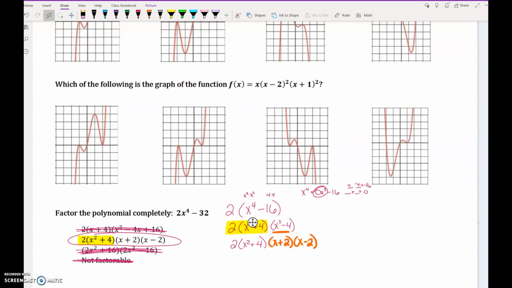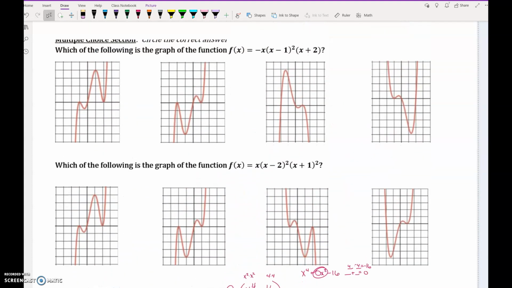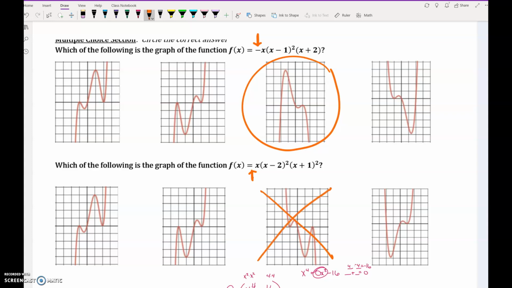Oh, one other thing. We went through this graph one together in class, but I didn't mention this one. Notice that right in front is a negative. That negative tells you that the right side of the graph is going to point downward. And if you look at these three choices, only this one points downward. So that has to be the correct answer. In the second one, the one that we went through in class, it's positive in front, so the right side has to go up. That tells us that that one is not the correct answer.